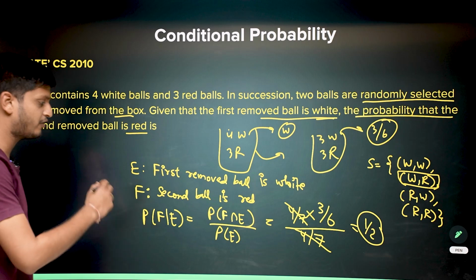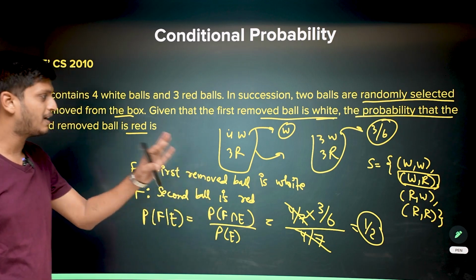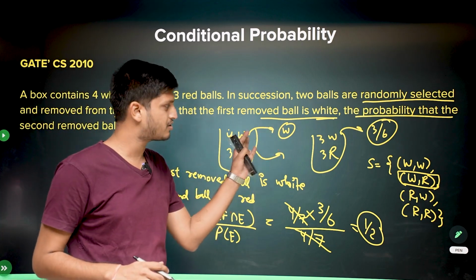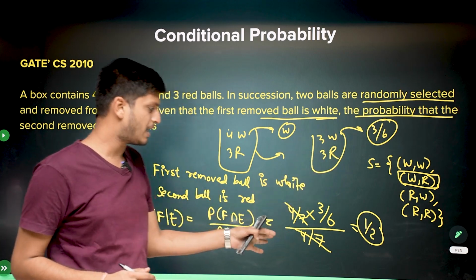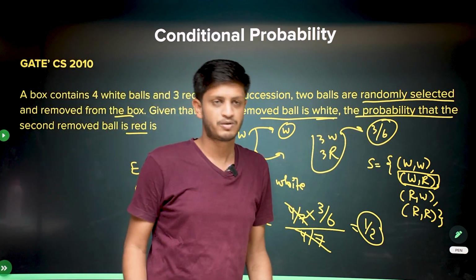Formula-wise, if you do conditional probability, it will be tedious. But if you just do it logically, the first removed ball is white, so now the sample space becomes this. That's what happened here as well. Then the probability becomes 1 by 2.